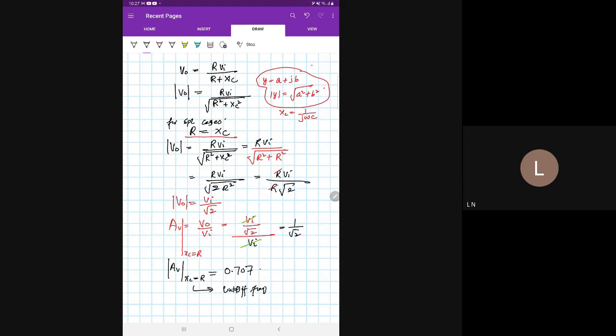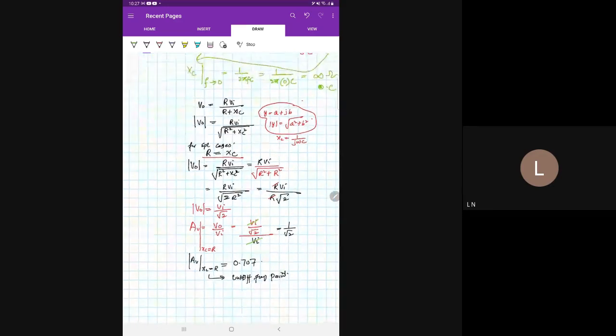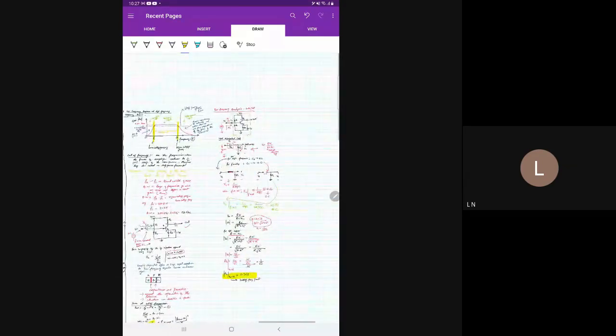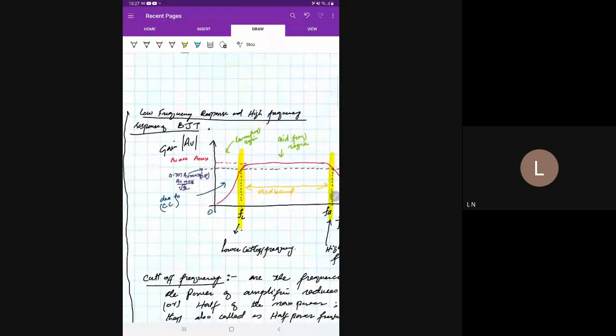The point where XC is equal to R is known as the cutoff frequency point. At the cutoff frequency point, the gain is equal to 0.707. We have already seen it from the graph. At the cutoff point, the gain is 0.707 times the maximum gain.